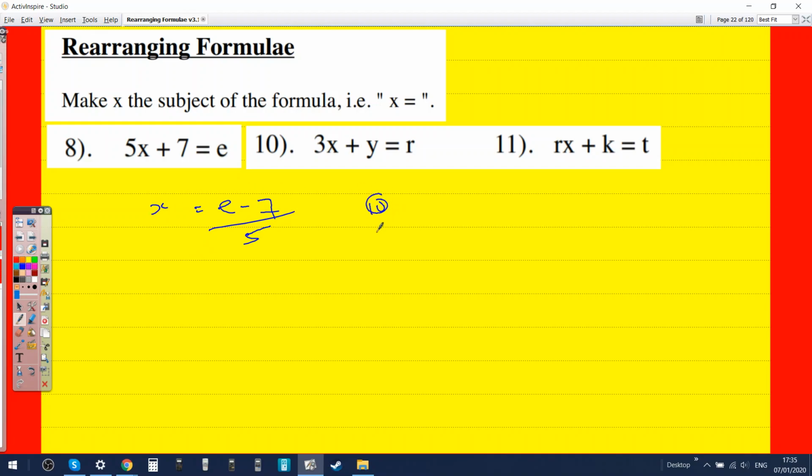Next one. The next one, it will be x equals r minus y over 3. Well done. And let's say the last one. So it'll be x equals t minus k over r. Yes. Well done.